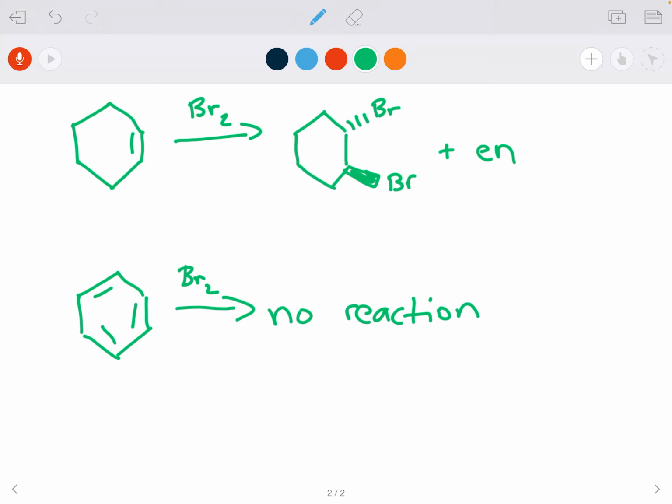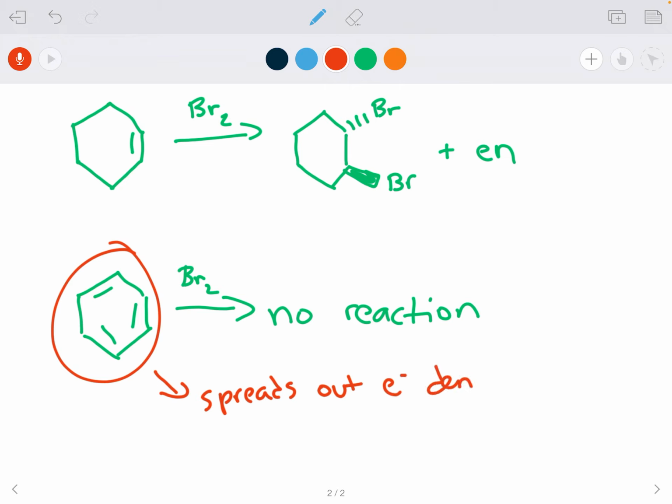And this stability is due to the extensive delocalization you get in the benzene ring. Right? It spreads out the electron density. So that's what makes these aromatic compounds unique and special, is their extensive delocalization and conjugation.